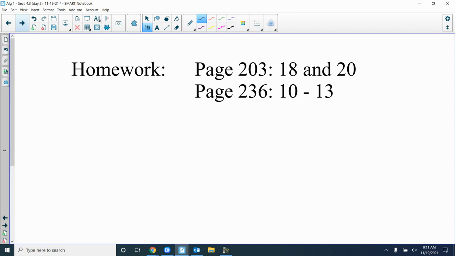What's the first one look like? Number 18. Okay, 18 and 20 are like the two we just did. All right, so 18 and 20, just like the two we just did.